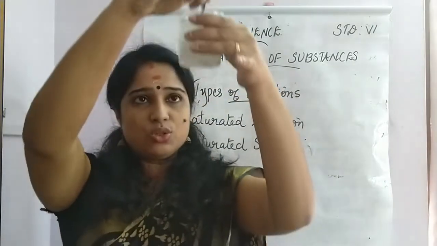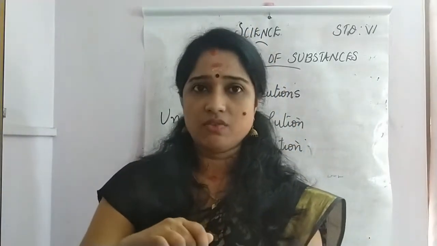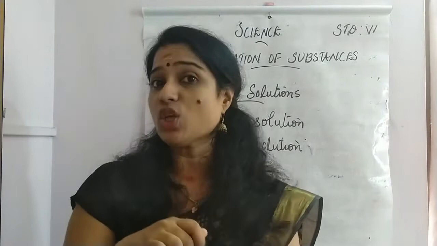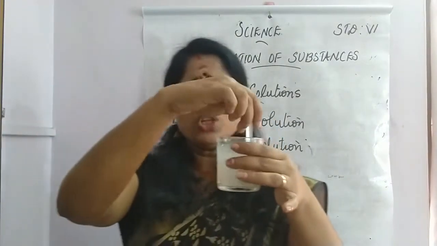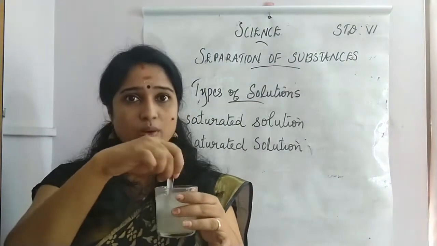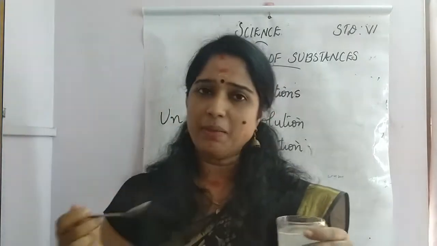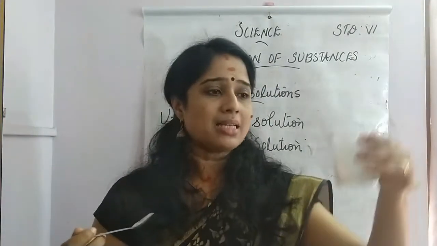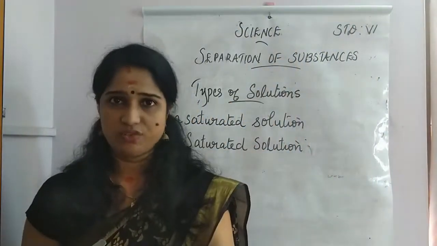When I taste this water from anywhere in this glass, it will be salty only, because I am stirring it continuously. So the salt has mixed equally in all parts. Equal mixing has taken place. If I am not stirring it properly, then what will happen? Some part of the glass has got more salty taste, and another part does not have any taste of the salt.